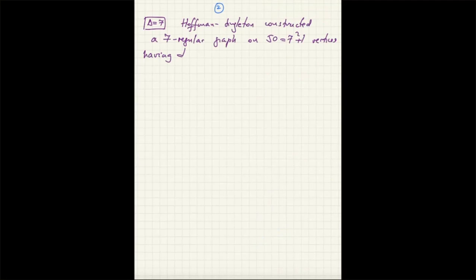Well, when delta equals 7, in the same paper, Hoffman and Singleton constructed a 7-regular graph on 50 vertices, which is 7 squared plus 1, having diameter 2. And they also prove that this graph is unique.